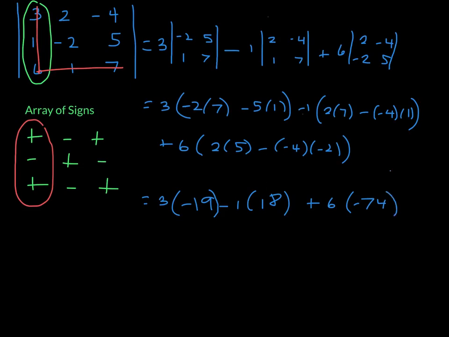Oh, you know what? I noticed a mistake. Can we go back? And some of you probably noticed my mistake as well. When I evaluated this determinant here, I made a mistake. It's supposed to be 2 times 5 minus negative 4 times negative 2. But when I wrote it out, I did 2 times 5 minus negative 4 times negative 21. You know what it is? This parenthesis. It's a parenthesis, but I think I read it as a 1.